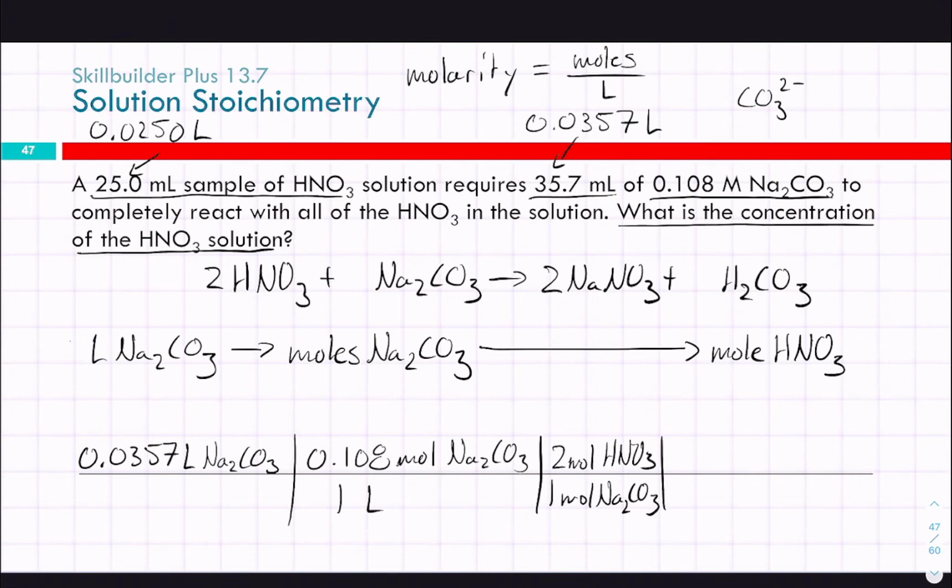So 0.0357, take this, multiply by 0.108, and then multiply by 2. So it's going to be, should put equals here, 0.0077112 moles. And then we take our number of moles and divide it by the volume that we were given in liters, so 0.0250.